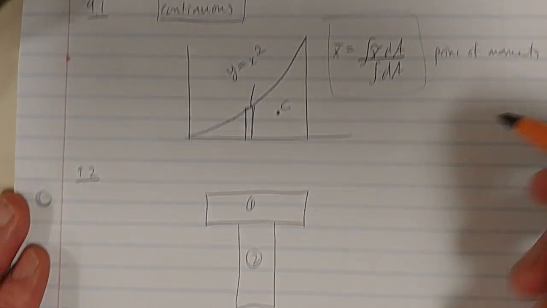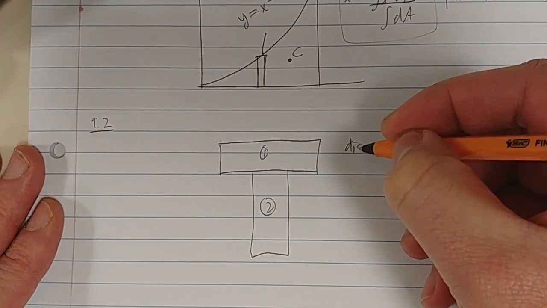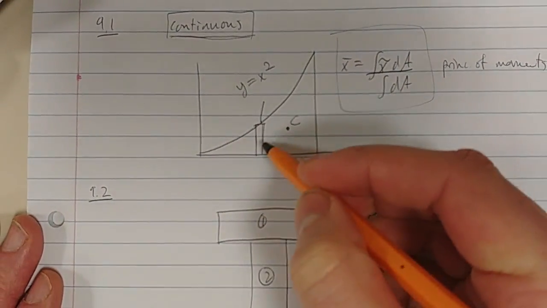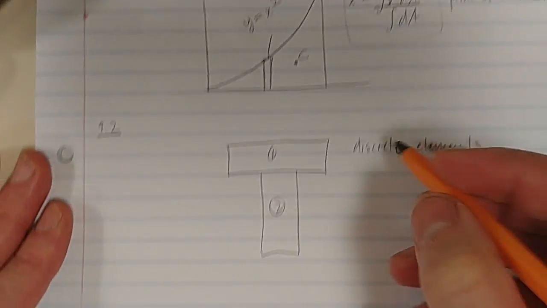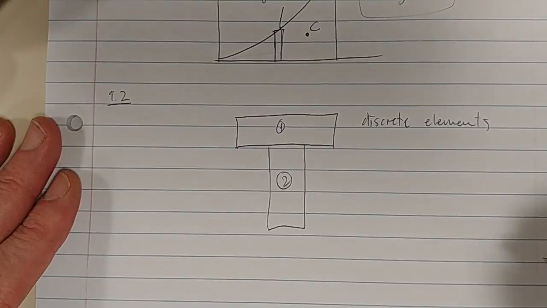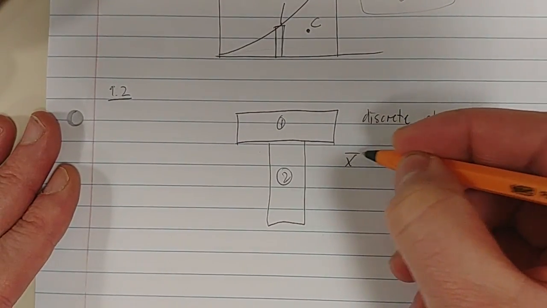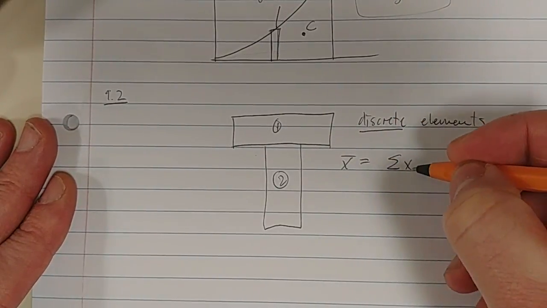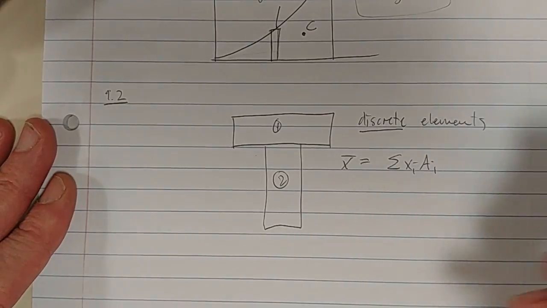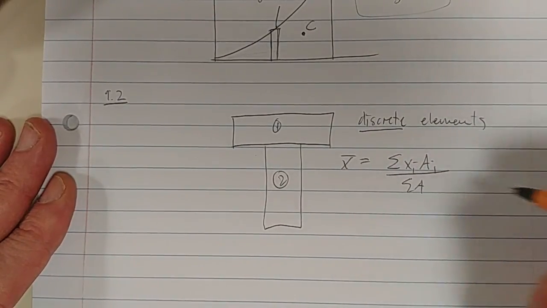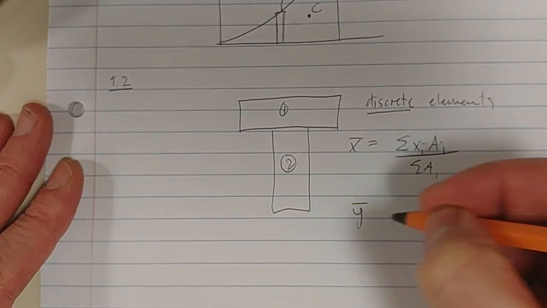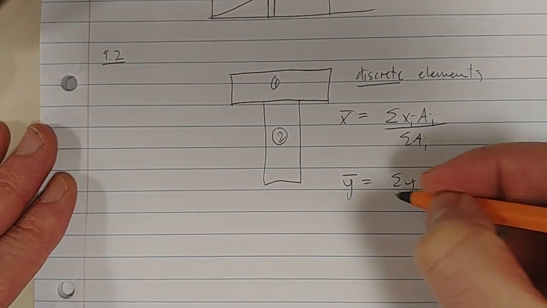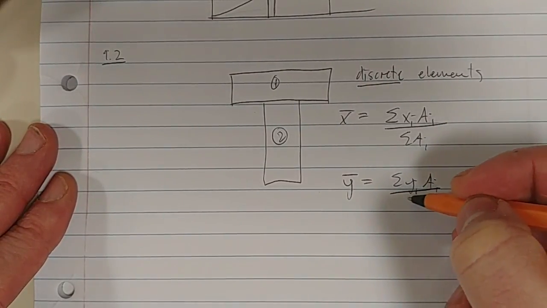Principle of moments. But now we've got discrete elements, as I discussed in an earlier video. Whereas here we had differential elements that we were adding up, now we've got discrete elements again, two elements, and we carry out the same thing. Because we've got discrete elements, x bar is the sum of x_i A_i over the sum of A, the sum of all the areas. Or y bar, the location of the centroid in the y direction, is the sum of y_i A_i over the sum of the areas.